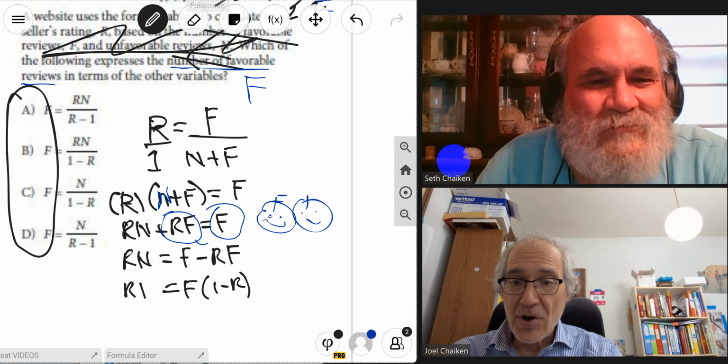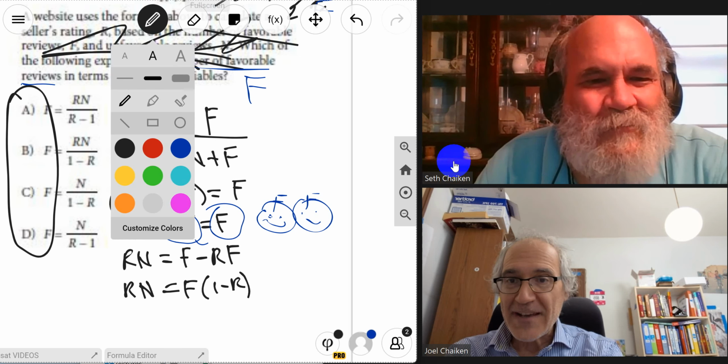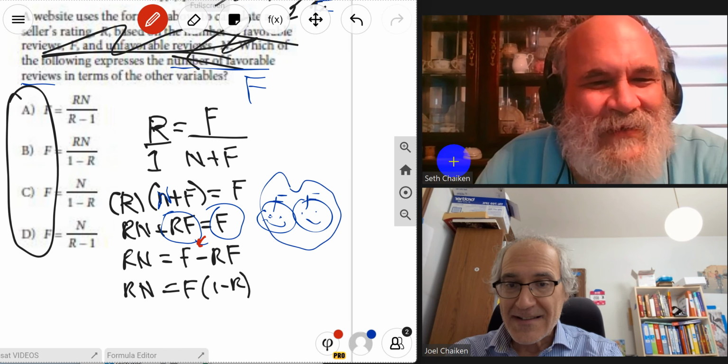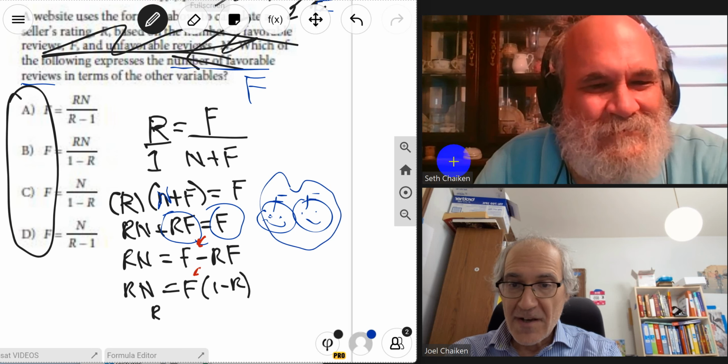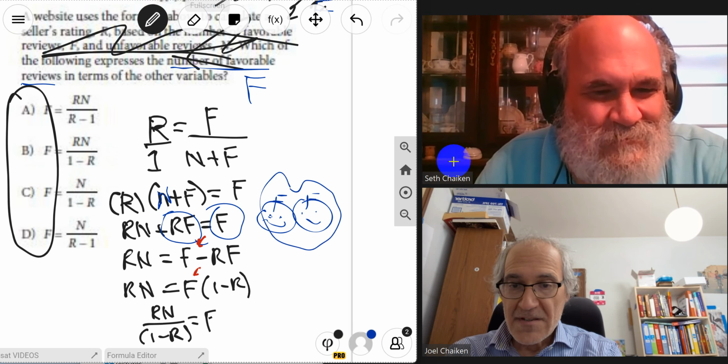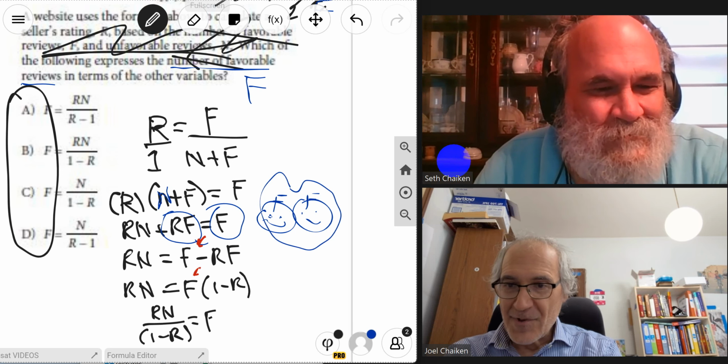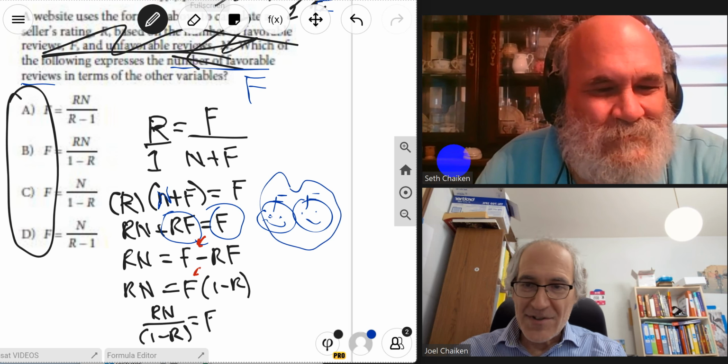Notice our goal is we're going after the F by itself. We really got to isolate this F. We're getting there. And then we divide by 1 minus R. You're allowed to divide by 1 minus R. And then we get F equals Rn over 1 minus R. Now you got to really be careful because the 1 minus R and the R minus N can really screw you up.